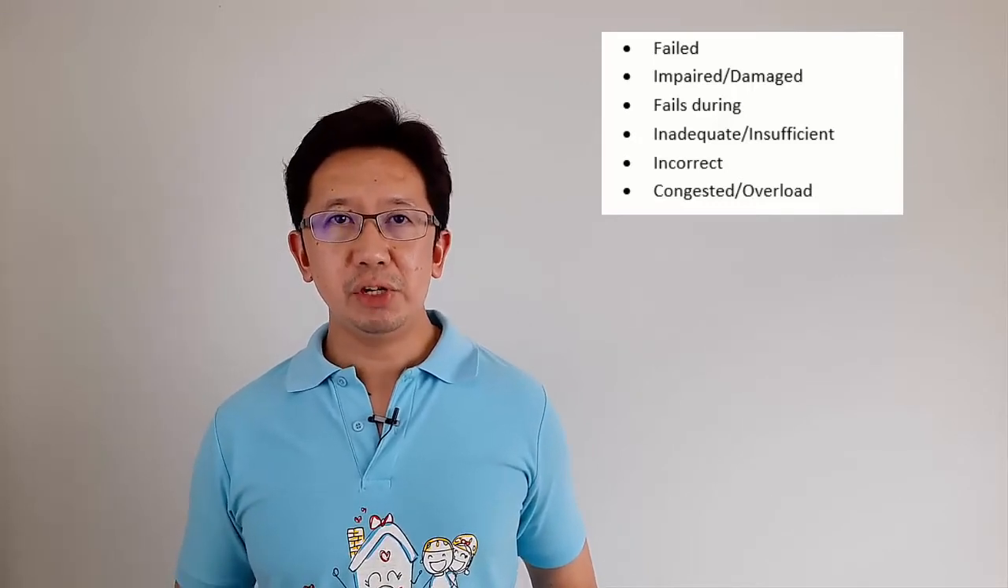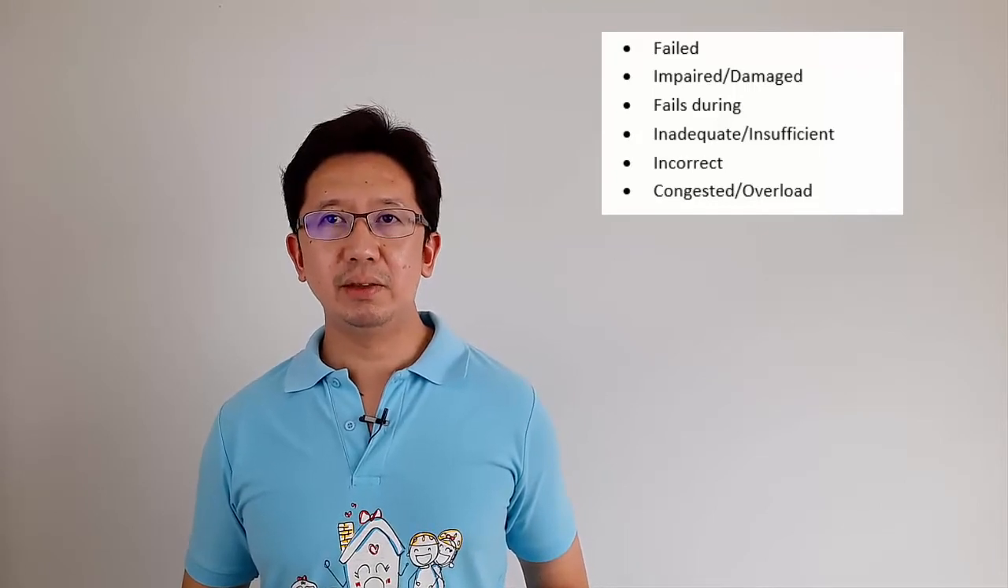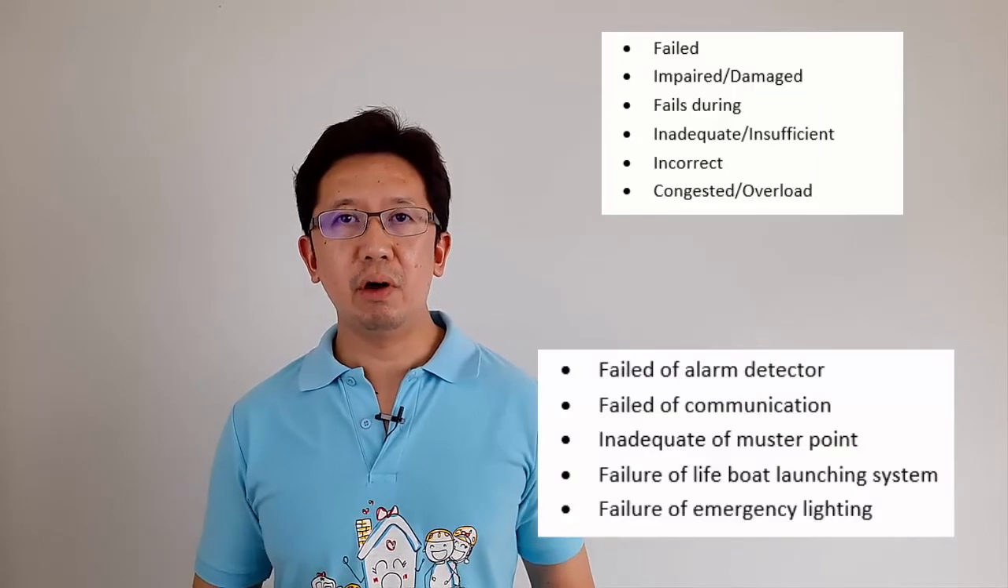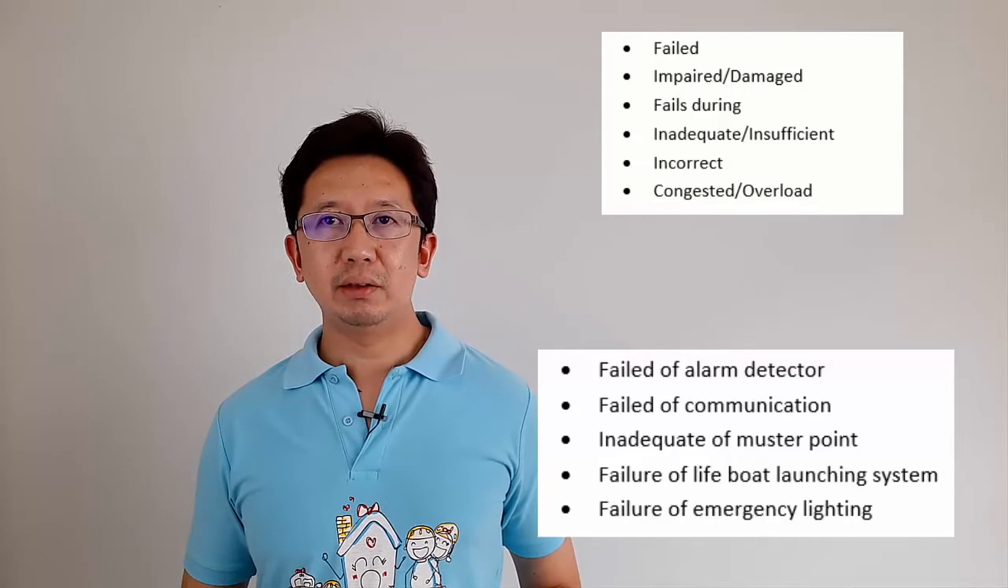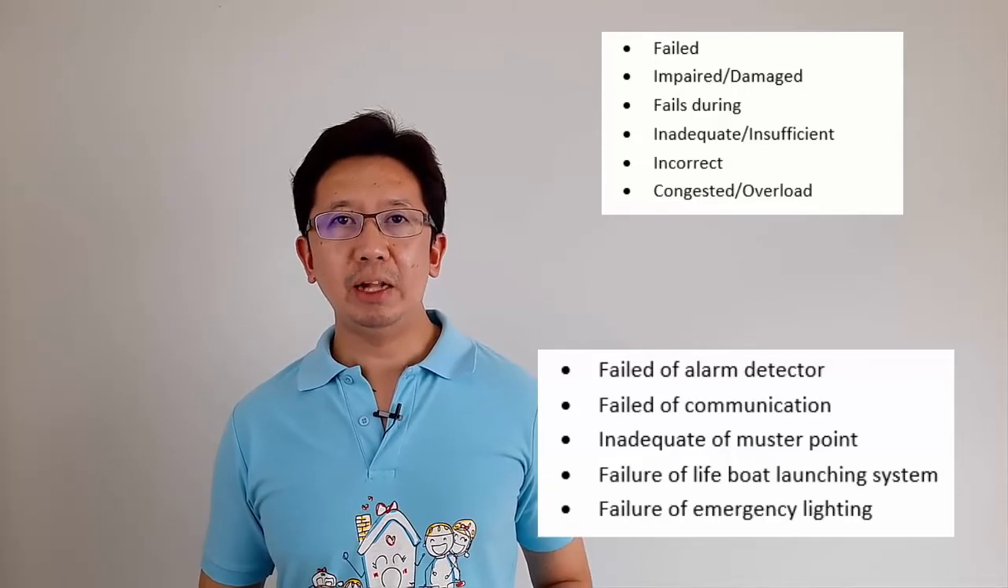Therefore, the deviation of the design or the failure of the EER facility during the EER process shall be studied. Example causes are failure of the alarm detector, failure of the communication, inadequate muster points, failure of the lifeboat launching system, failure of the emergency lighting. For example, an inaudible alarm during a failure will result in delay of the personnel mustering and increase the exposure to the hazard. As a safeguard, the noisy area shall be designed to have a visible alarm signal so humans can see the hazard as well.